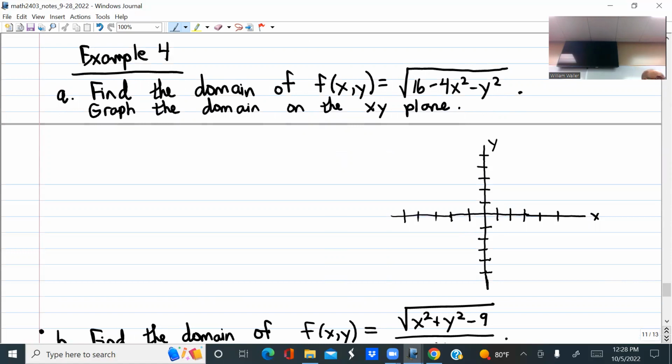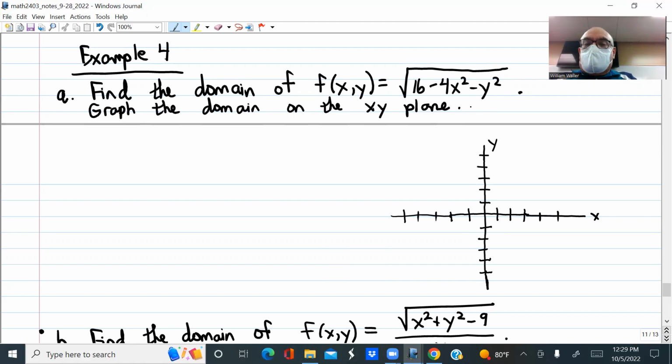Because this is a function of 2 variables, remember, inputs are points in the xy plane, right? So when you find the domain of this function, you're going to be finding a region of points in the xy plane. What points can you use as inputs to this formula, right? Okay. Many times the domain will just be the entire xy plane. Just like for functions of 1 variable, many times the domain is all real numbers, right? The whole x-axis. So many times for functions of 2 variables, the domain will be the entire xy plane. So that's our nice easy instance.